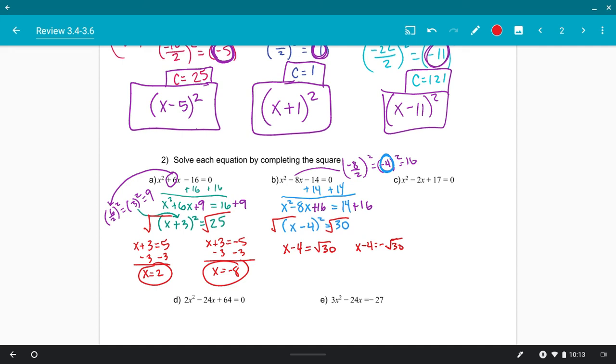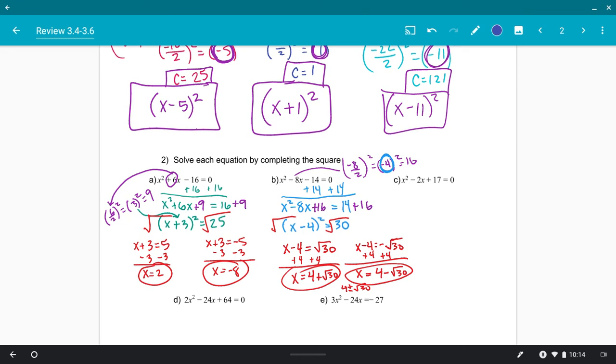Okay. So then if you add 4, we get x equals 4 plus square root 30, and x equals 4 minus square root 30. If you guys write it as plus or minus, that's fine. It would be 4 plus or minus root 30. That works too.